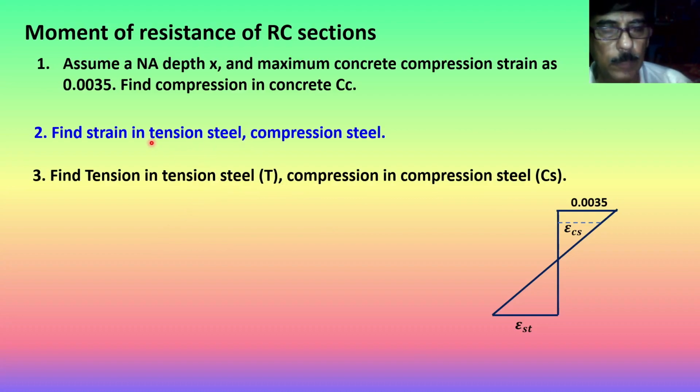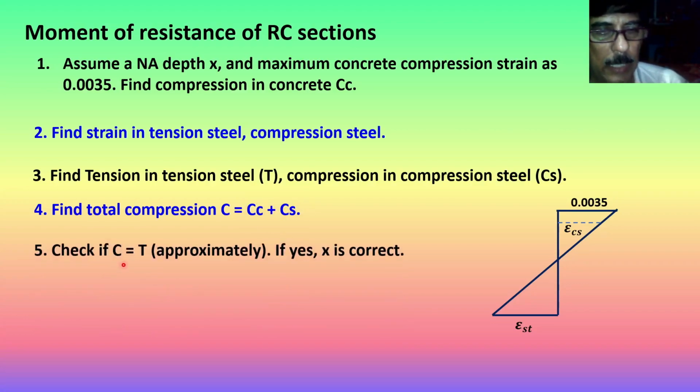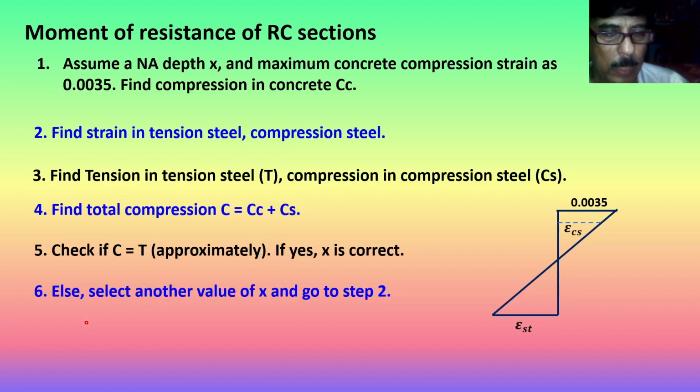From the strain you have to find these values. From the strain, first the stress, then stress multiplied by area will give you the total tensile force or total compressive force in the compression steel. Find total compression now out of the compressive force in the concrete and compressive force in the compression steel, and check if C is approximately equal to T or not. If they are approximately equal, then the value x chosen is correct. If not, you select another value of x and go to step 2 again.